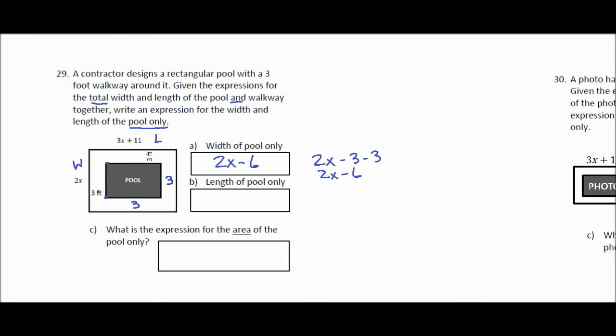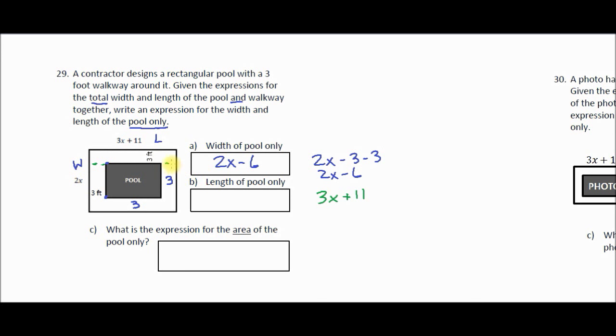The length is the same thing. The length of the pool and the walkway is 3x plus 11. This is a 3-foot walkway all the way around. That means we're going to cut 3 feet off of here. Put a little mark there. And we're going to cut 3 feet off of here.